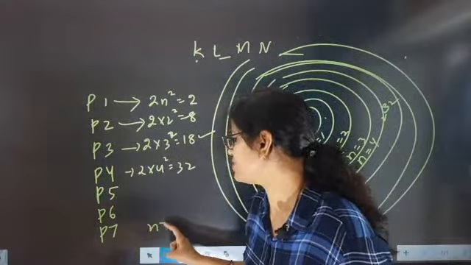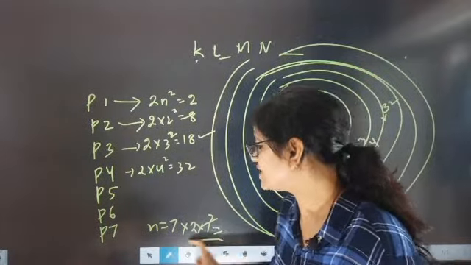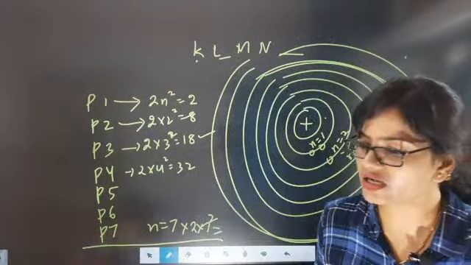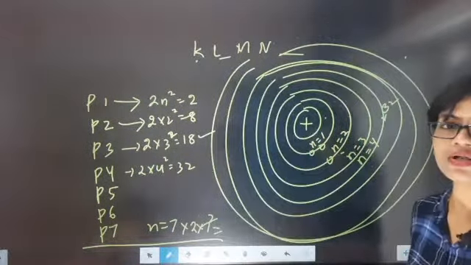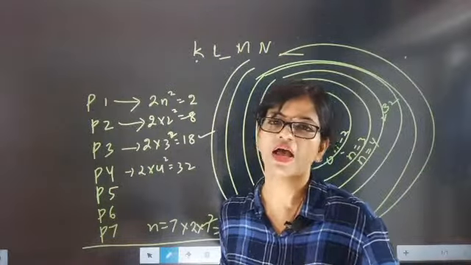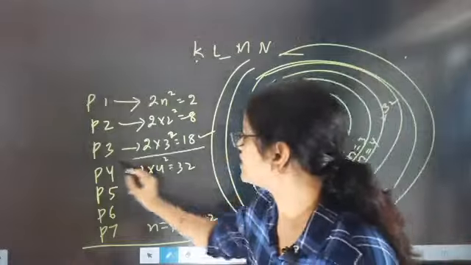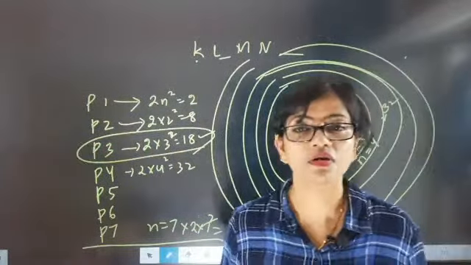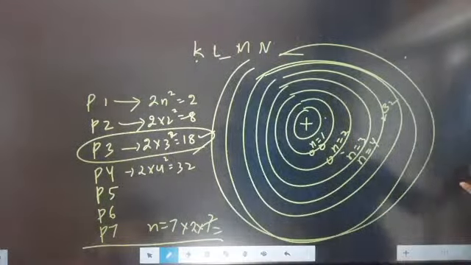So n can be 7 at most. So 2 into 7 square. Till this orbit is incomplete. Now I was talking about the third and fourth orbit. Third orbit capacity is 18 electrons. Third orbit capacity is how many electrons? 18 electrons. Go back to the periodic table and check.